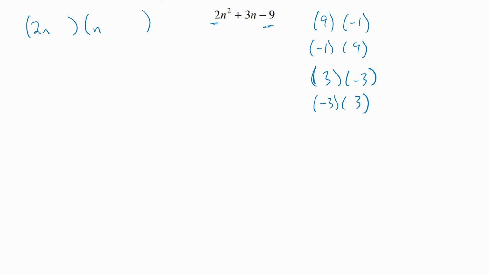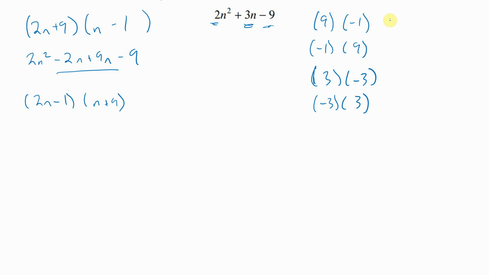So +9 and -1. Let's try that. So +9, -1. First times first, 2n squared, outside times outside, minus 2n, inside times inside, and last times last, -2 and +9, that's going to be +7. In the middle, not the +3 I was looking for, so that's incorrect.